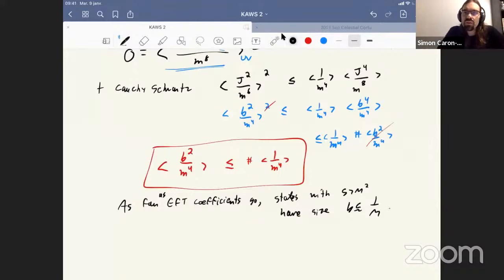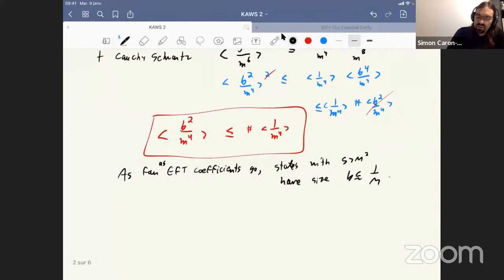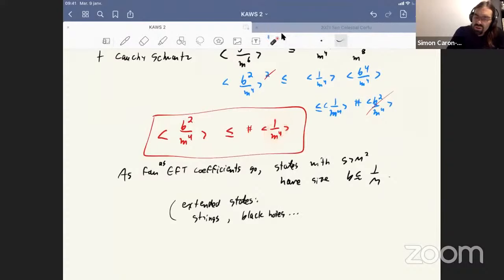This should shock you, because we know many examples where we have extended states. For example, in string theory, we have states whose size grows logarithmically with energy. Eventually, at higher energies, we have black holes whose size grows like a power of energy. And what this tells you is that all of these sum rules have sufficient powers of 1 over M^4 that they basically don't care.